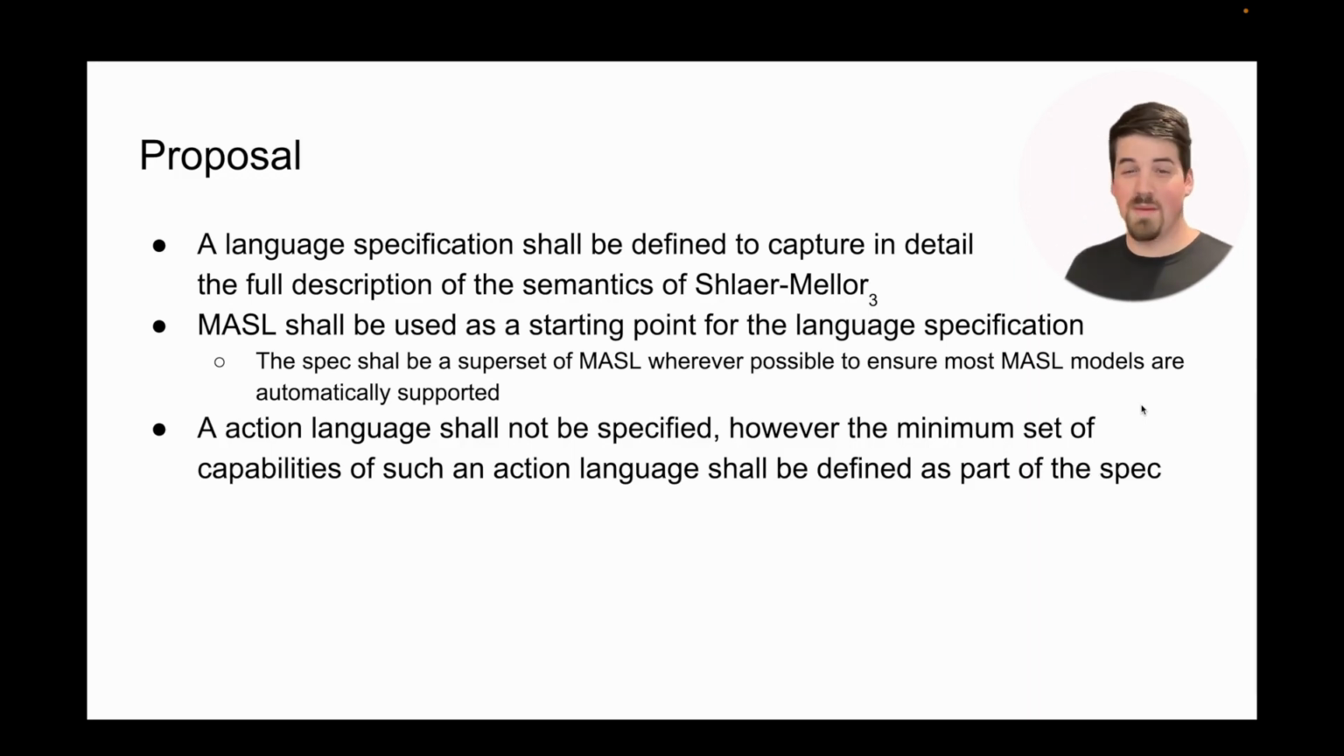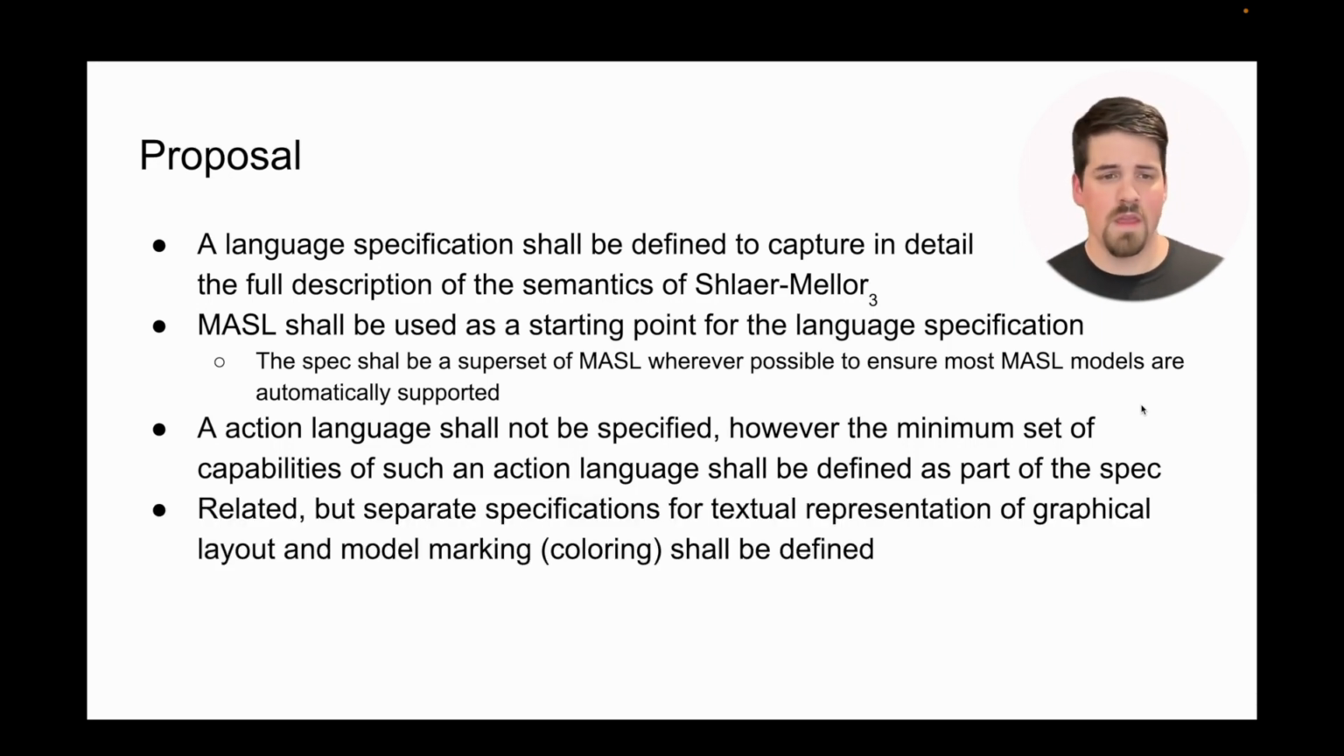An action language shall not be specified as part of the xtUML proposal, but a minimum set of capabilities should also be part of the spec. This would allow multiple action languages to coexist as long as they satisfied the minimum capabilities. Additionally, specifications for textual representation and graphical layout and the model of marking shall be defined. So we already have a prototype of the graphical layout language, and that's available today in BridgePoint.